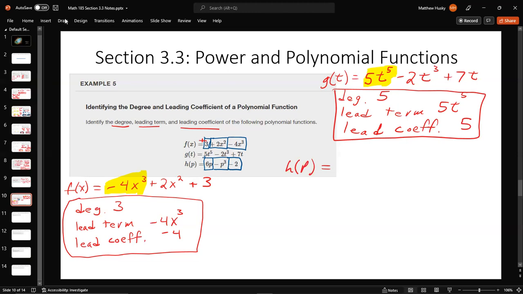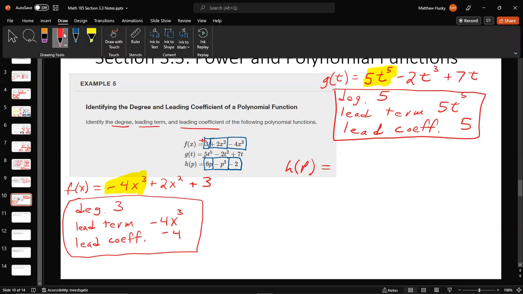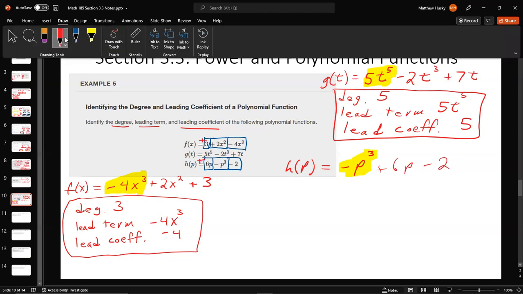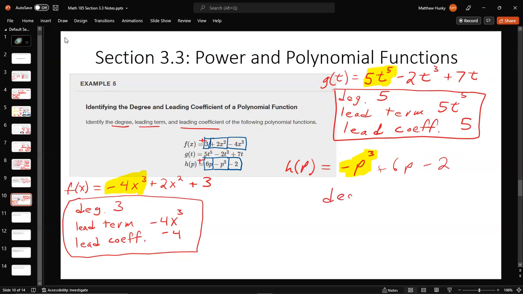So if we arrange this in descending order, negative p to the 3rd would go first. Like before, we would need to put a plus sign here, plus 6p. And finally, minus 2. The leading term is right here, negative p to the 3rd. So we would say the degree, the highest power of x, that would be a 3. The lead term, that would be negative p to the 3rd.